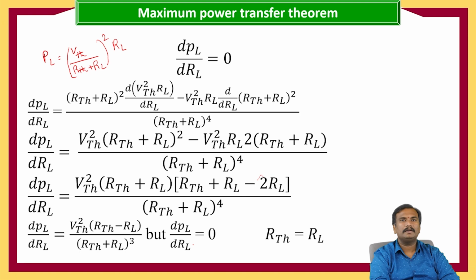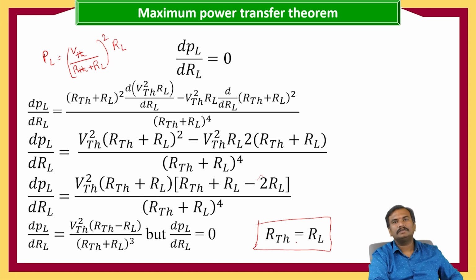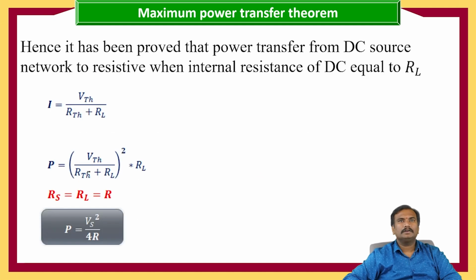So dP_L by dR_L is equal to 0. When we set this equation to 0, we get the condition R_TH is equal to R_L. This is the way we calculate the condition for maximum power. Now let us calculate the amount of maximum power which can be transferred from source to load.